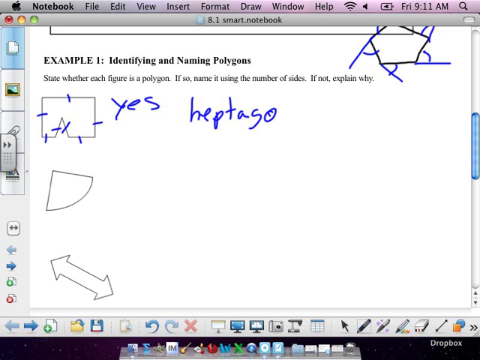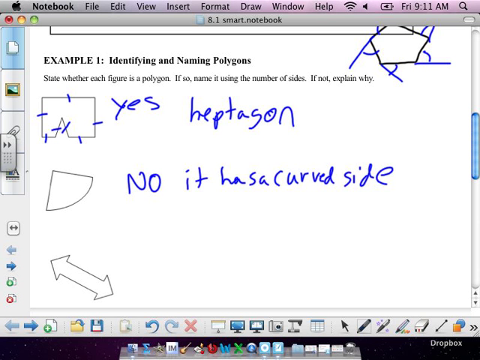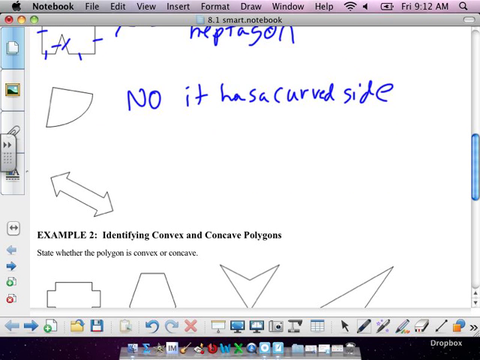Is the next one a polygon? No. Why? It has a curved side. What about the next one? Polygon or not a polygon? Polygon, so let's count the number of sides. We've got 1, 2, 3, 4, 5, 6, 7, 8, 9, 10. Decagon.